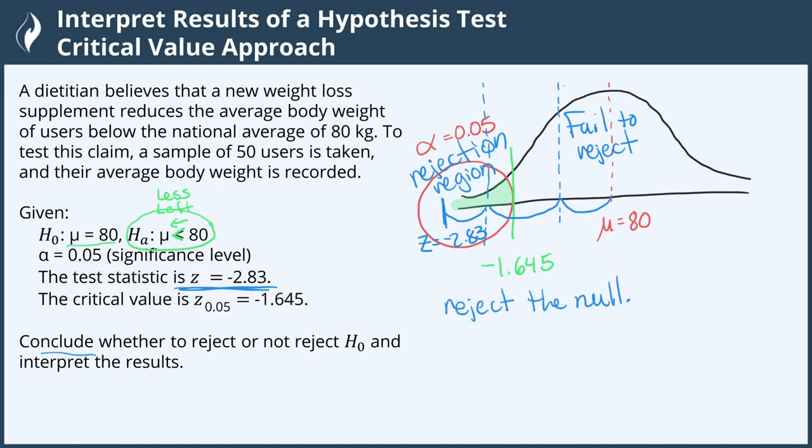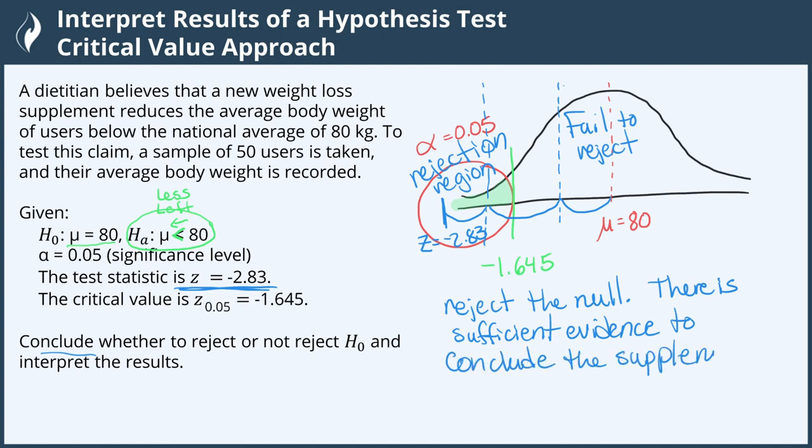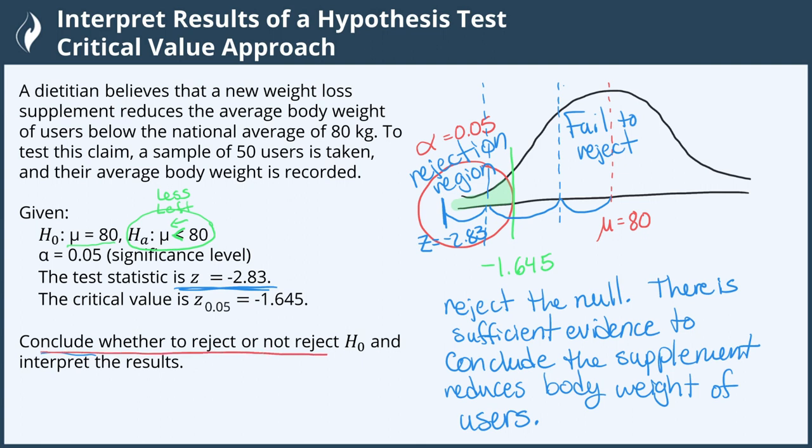This means that there is sufficient evidence to accept or conclude the alternative. In this case, that the supplement does reduce body weight of users down to less than 80 kilograms. We've now made our conclusion whether to reject or not reject the null, and we've interpreted the results according to this hypothesis test, so we are all done.